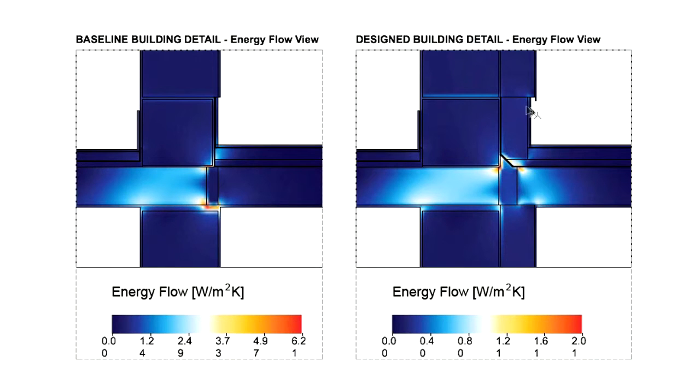Below the energy flow views, the linear heat transfer coefficients are displayed to describe the detail's thermal performance. In the baseline detail, the linear heat transfer coefficient is 3 times greater than it is in the improved detail. In other words, the baseline solution's thermal resistance is 3 times poorer than the improved solution's.